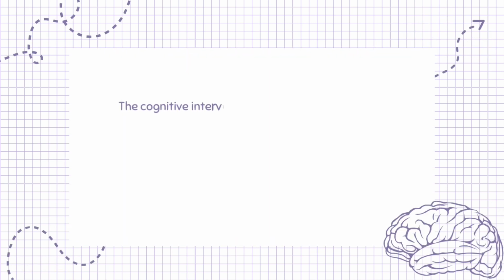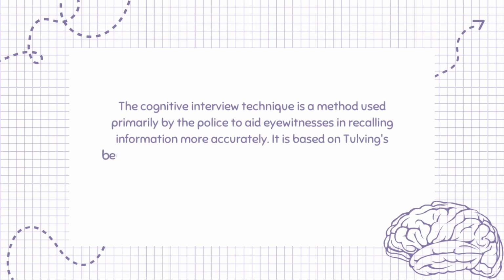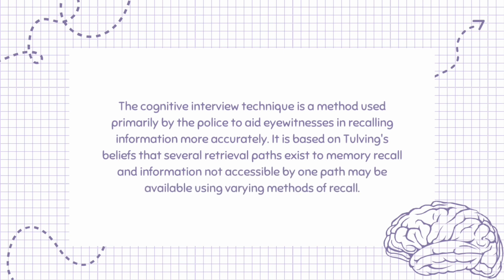The cognitive interview technique is a method used primarily by the police to aid eyewitnesses in recalling information more accurately. It is based on Tulving's beliefs that several retrieval paths exist to memory recall, and information not accessible by one path may be available using varying methods of recall.